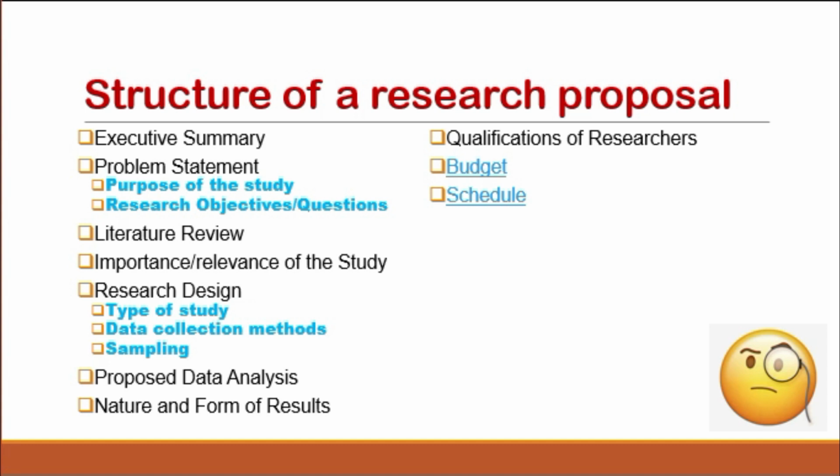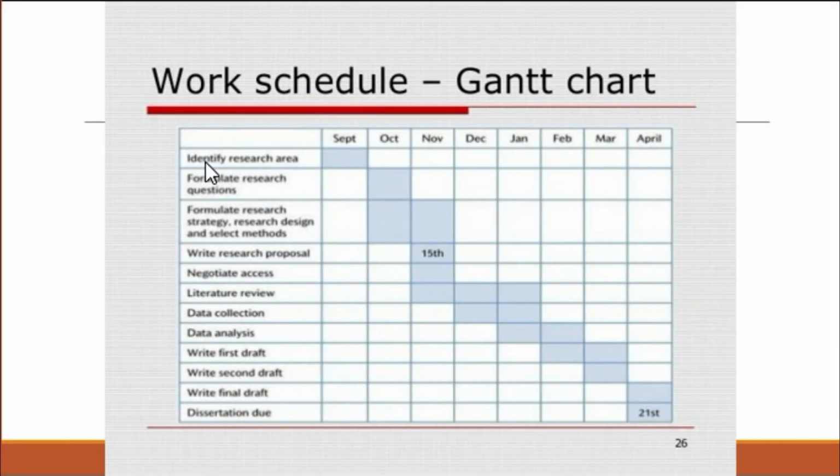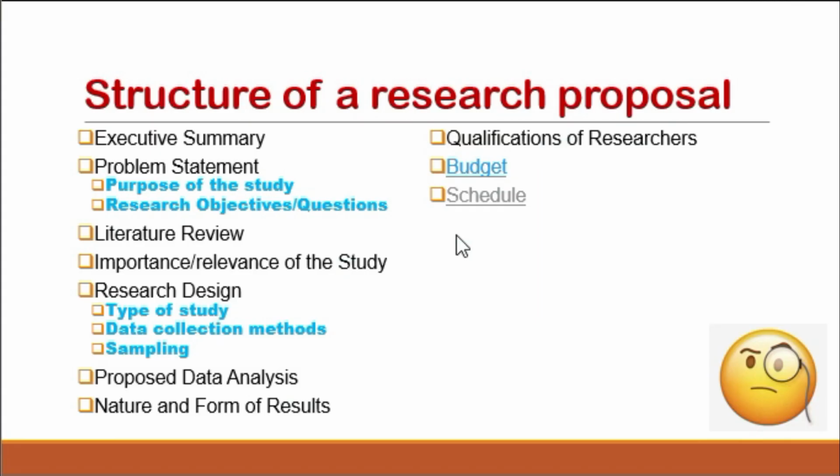For example, a research proposal can be divided into phases, as you can see in this Gantt chart, which a researcher who is doing a master's degree developed. The first thing was to identify the research area, and he or she allocated 1 month to it. Then formulate research questions, formulate research strategies, write the research proposal. As you can see, this Gantt chart highlights different phases of the research and what time the researcher has allocated to it.